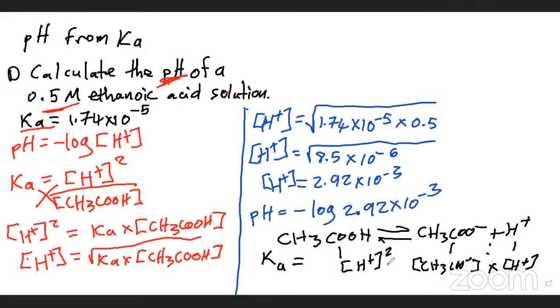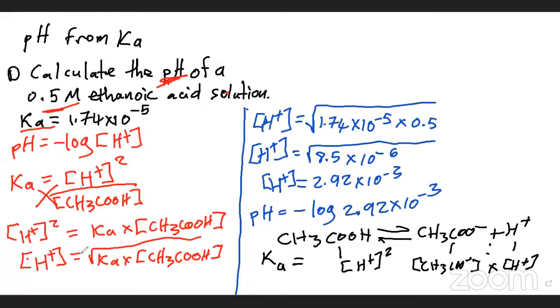Yes, sir. All right. So once you're asked to write a Ka expression for any weak acid, you put your product as your numerator, you just put H plus squared, and then you put the acid below the line. So that is where I started out by saying Ka is H plus squared. I don't include the ethanoate ion. And then all you need to do now is transpose so you can get the H plus ion.